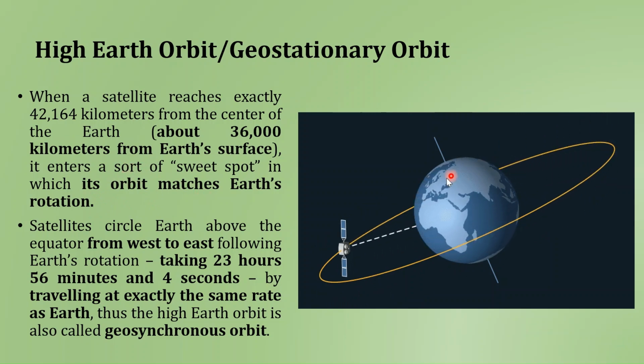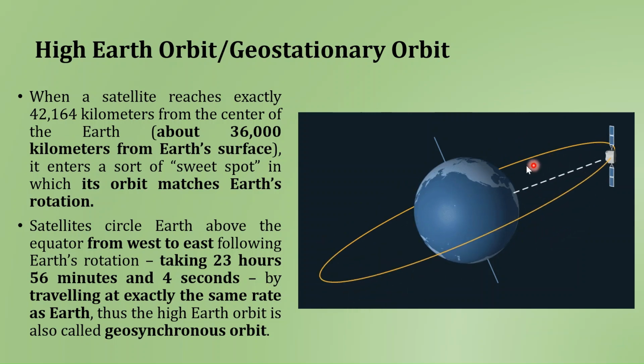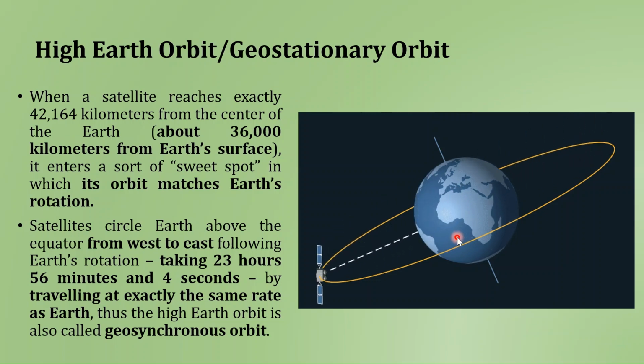So here we can see in this diagram that the satellite is revolving around the Earth at the same speed at which the Earth is rotating on its axis.